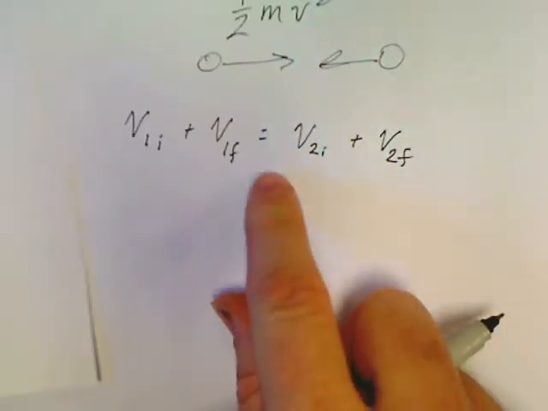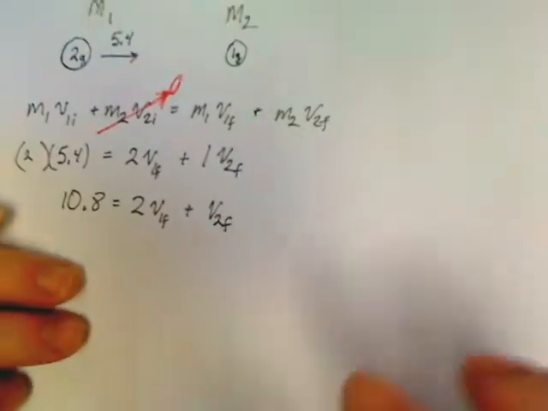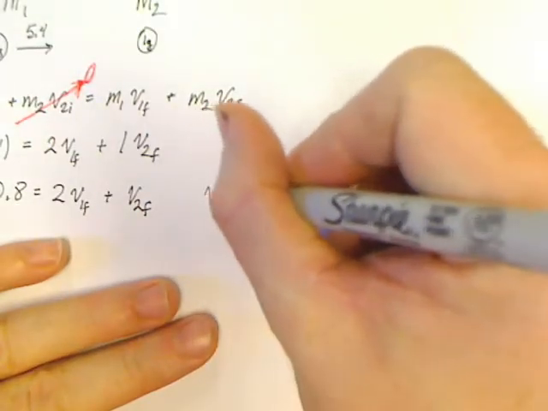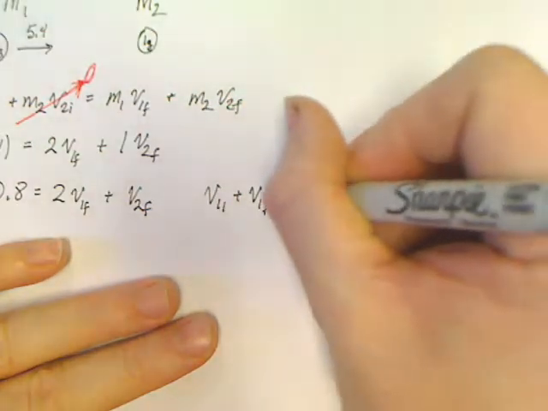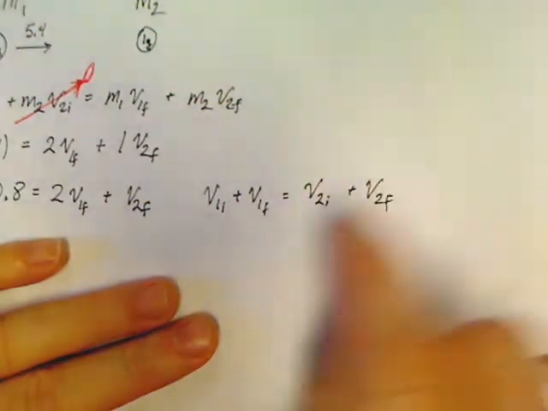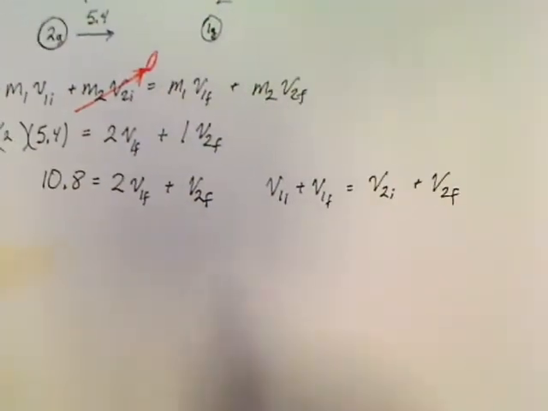So what I'm going to do is use this equation to help me with this problem. Because you see, take a look. I'm going to write that equation out again: V1 initial plus V1 final equals V2 initial plus V2 final. It's an easy equation to memorize.